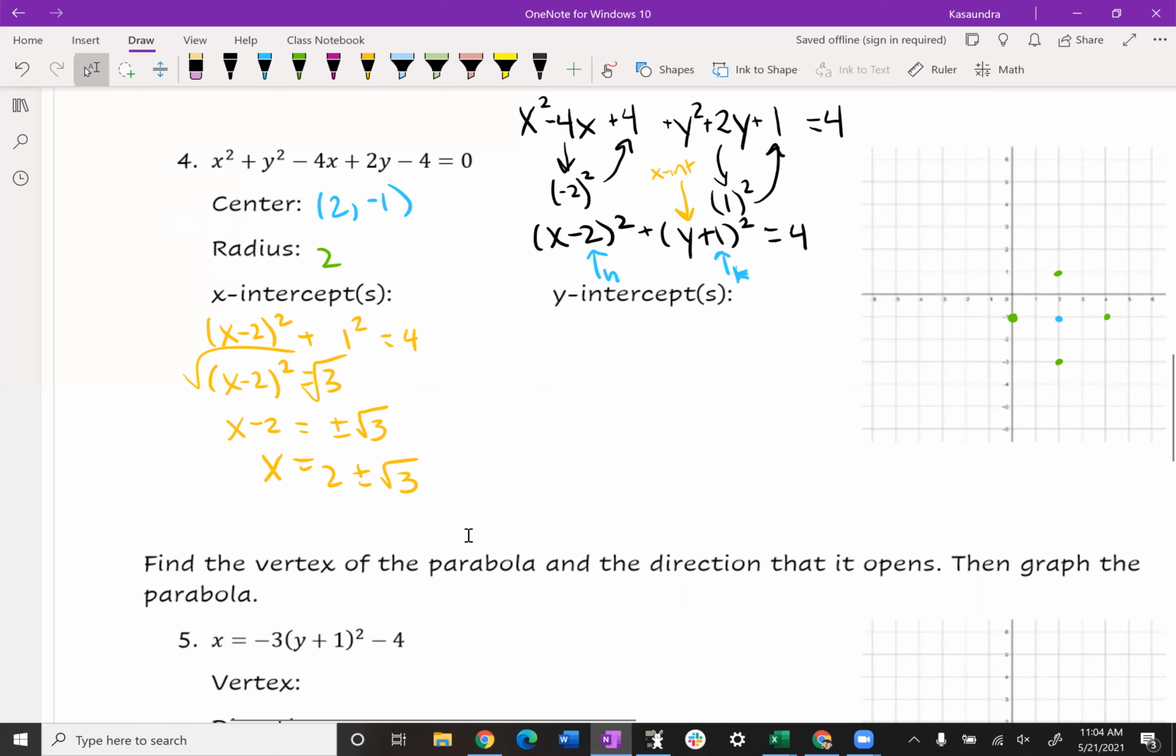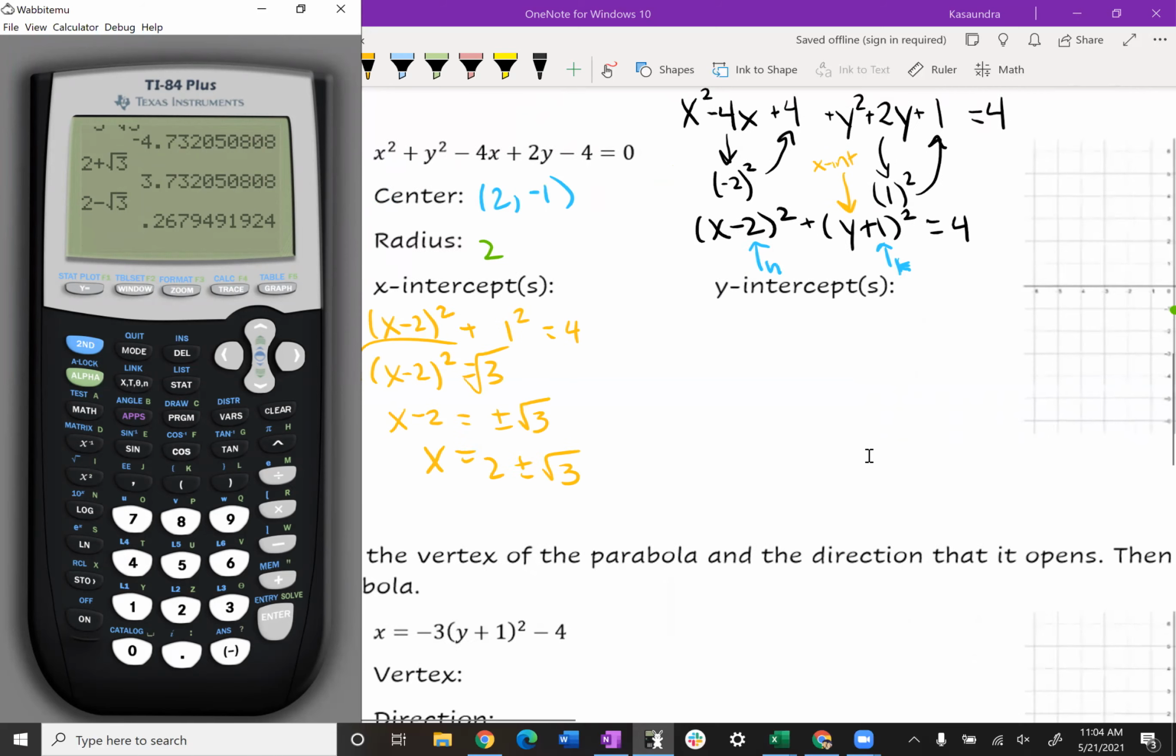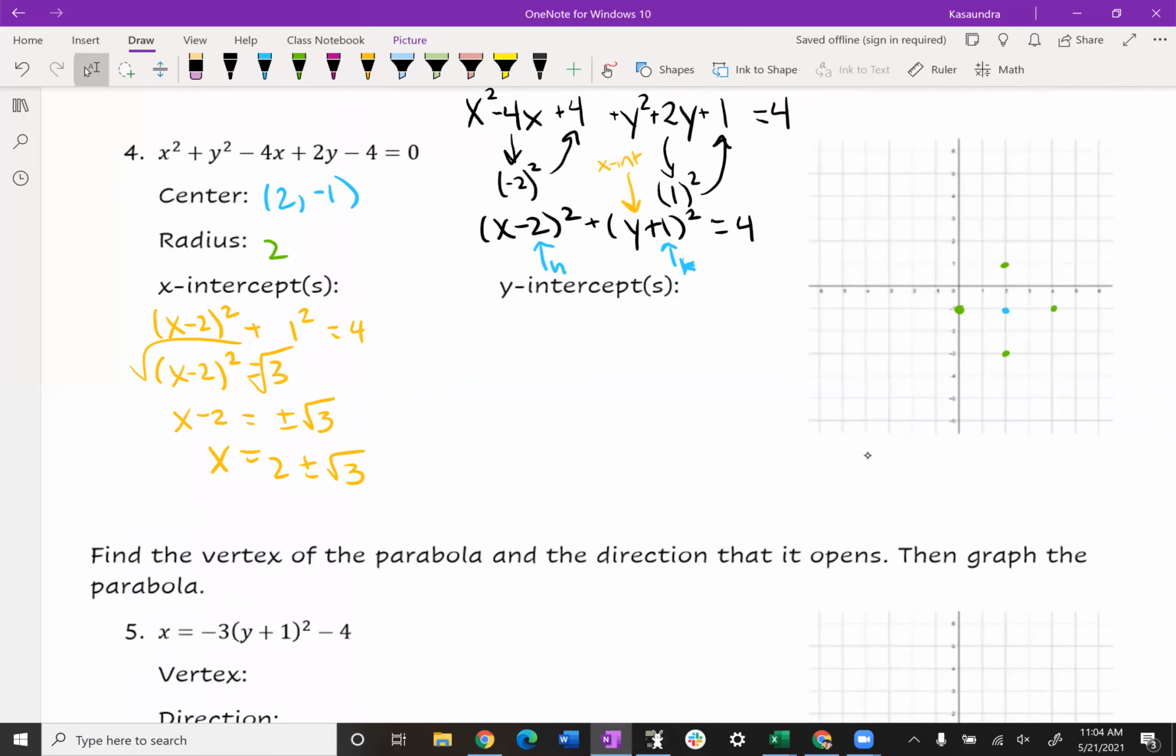So here's my calculator here. I think very similar to what I did before. 2 plus root 3, and then a 2 minus root 3. Okay, so it looks like my x-intercepts are at like a 3.7 and a little bigger than 0, like a 0.3. So 3.7 and 0.3, let's put that on here.